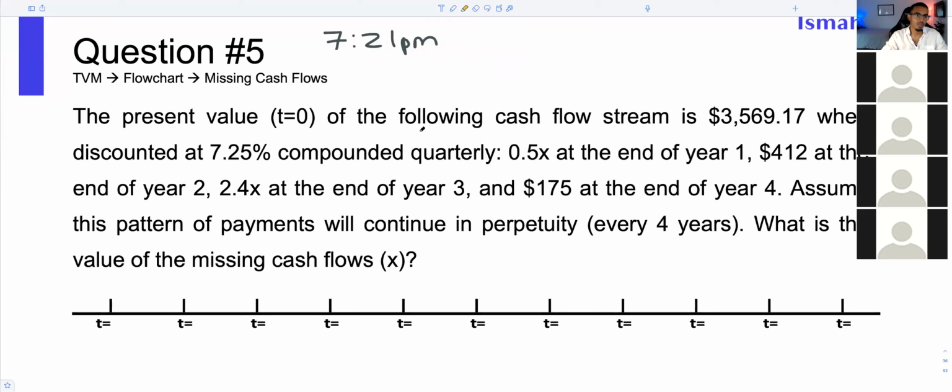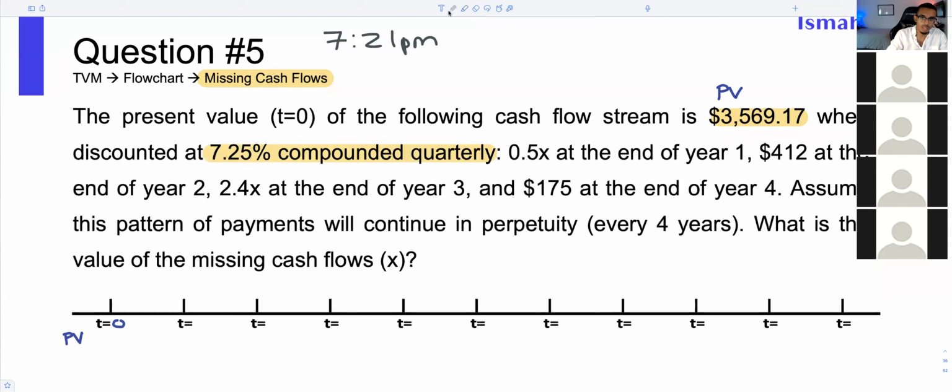So once again, flowchart question, missing cash flows type of question, a few steps to take. The present value of the following cash flow stream is 3,569.17. So we have our present value right here. We already know that. Technically, we could write our present value onto our timeline if we wanted to. And we know that this is going to be discounted at 7.25% compounded quarterly.